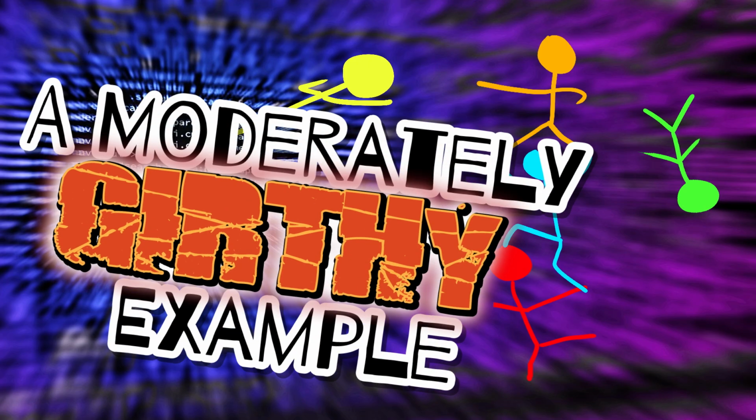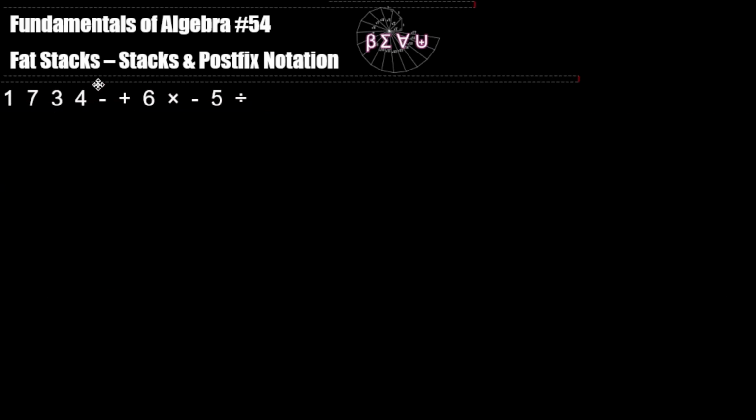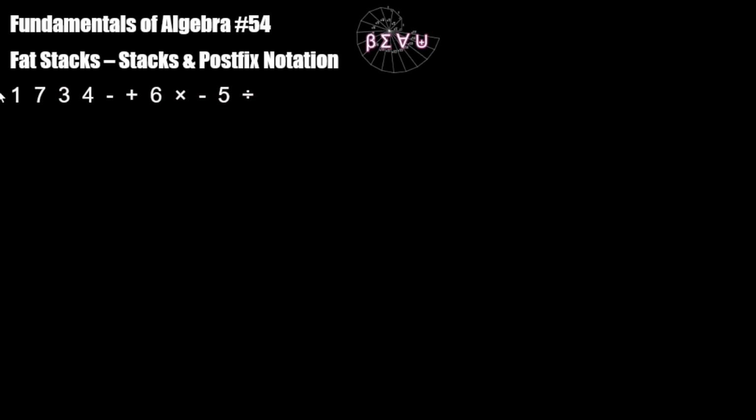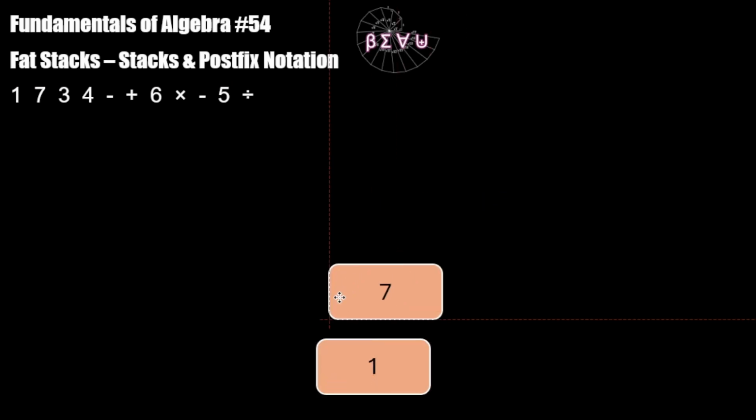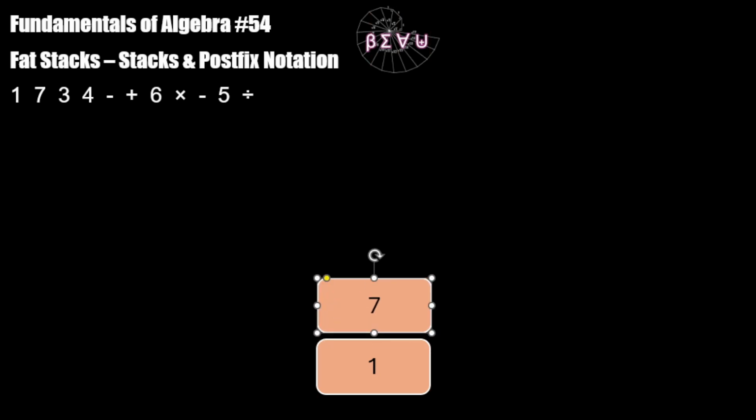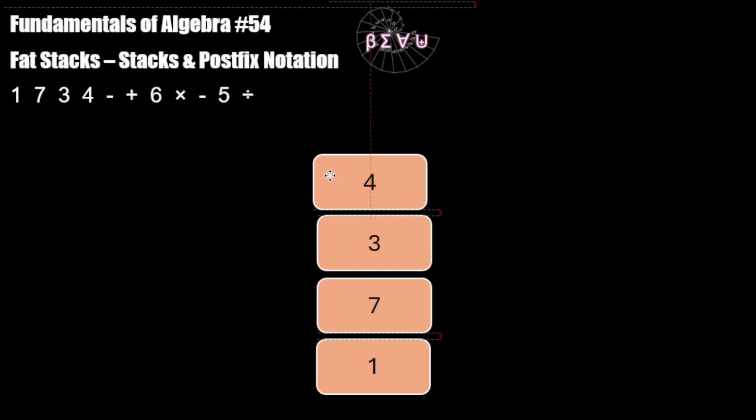Alright, so let's do another example, a little bit more complicated. So we're going to use a stack to evaluate this expression right here. So whenever there's numbers, we just push those onto the stack. So we push a 1 on, and then we push a 7 on, and then next up is a 3, and lastly we'll push a 4 on before we get to our first operation, which is a minus.